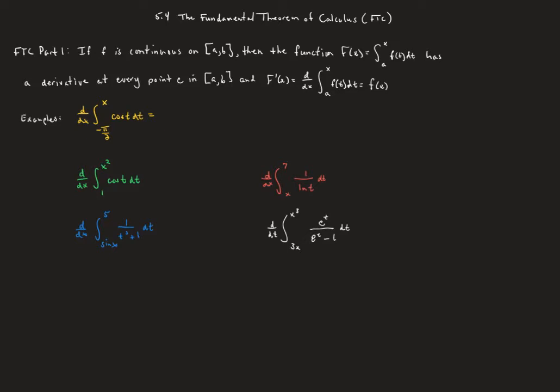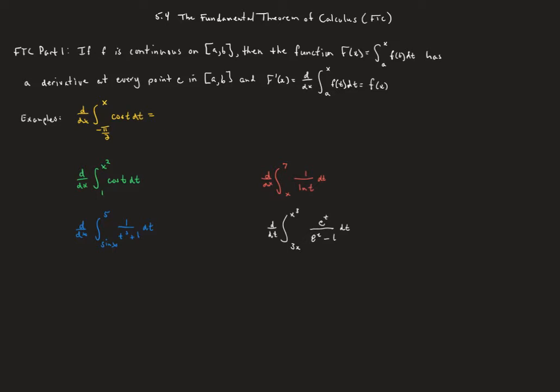If f is continuous on a closed interval from a to b, then the function capital F of x, which is defined as the integral from a to x of little f of t dt, has a derivative at every point c in the interval from a to b, and that derivative, capital F prime, the derivative of that integral function, is just f of x. So I'll do an example of why right here.